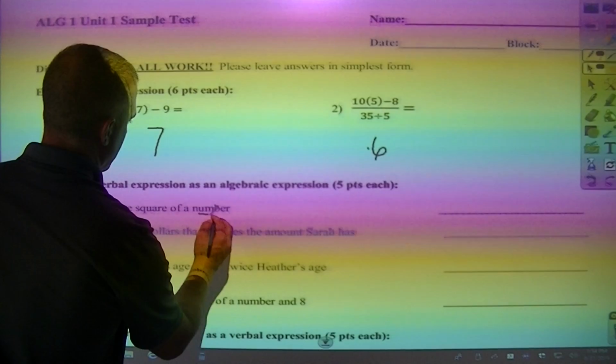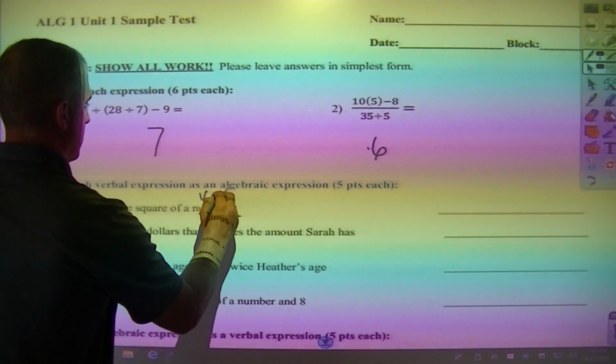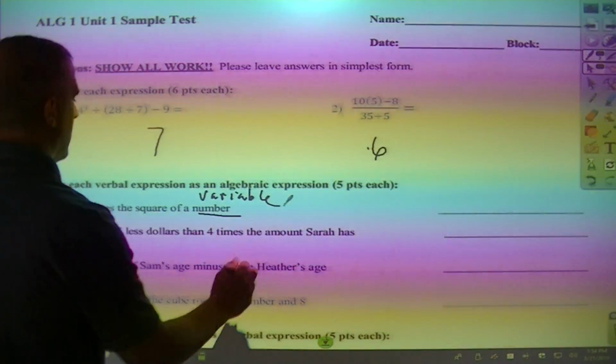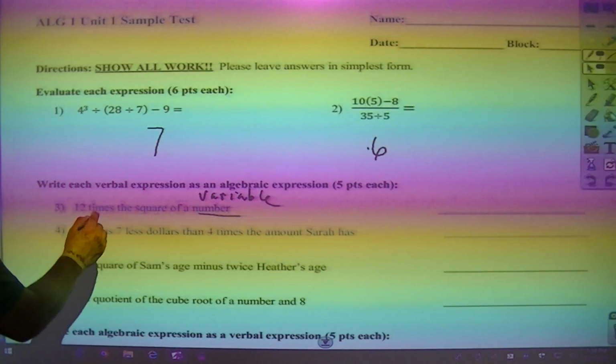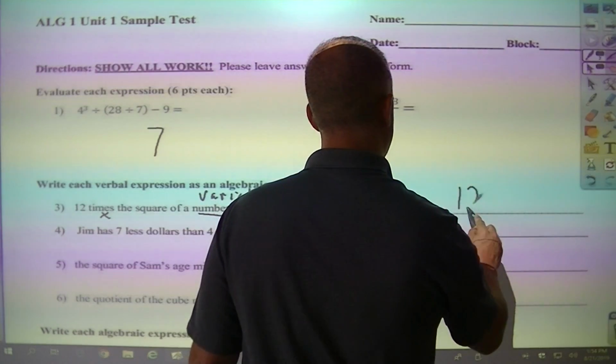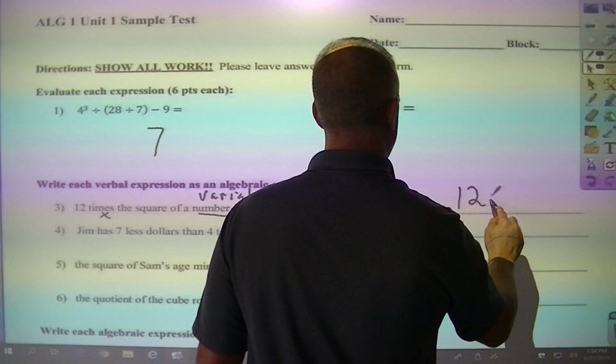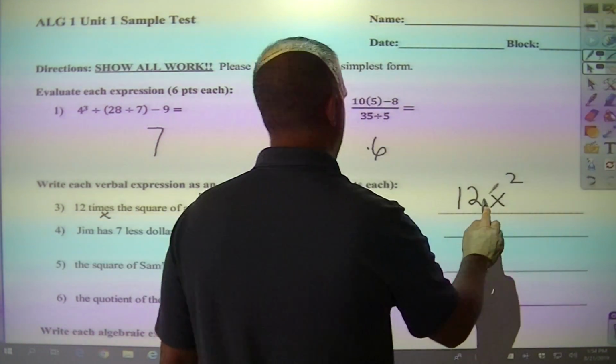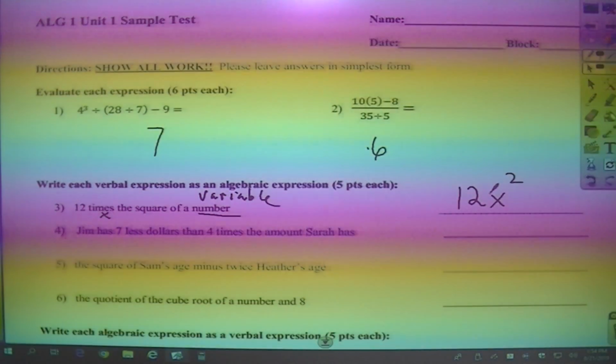Write the expression as an algebraic expression: 12 times the square of a number. So the number right here, that's going to be our variable. So 12 times the square of a number. You can just rewrite this as 12 x squared. We can imply that there's multiplication between that.